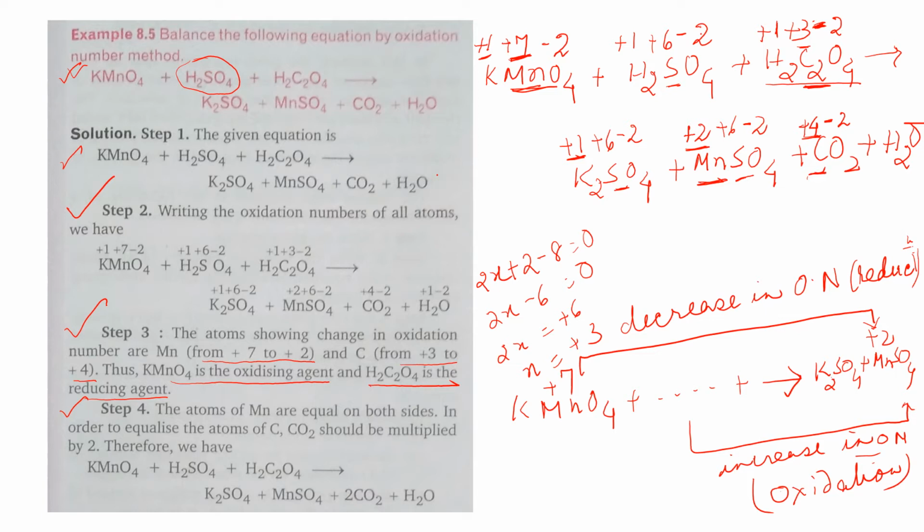So your step number 4 will be, you will write this line only. KMnO4, H2SO4, H2C2O4, and on the right hand side K2SO4, MnSO4, but carbon is having a smaller number. How many less? 2. So it is 2CO2. Am I clear to you? Now let me see what is step number 5. After balancing the numbers of atoms which are undergoing oxidation and reduction, that is step number 4.